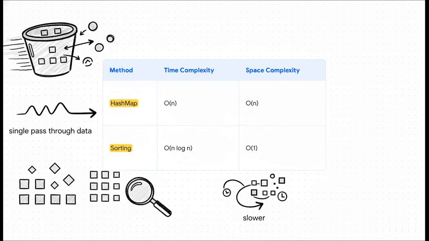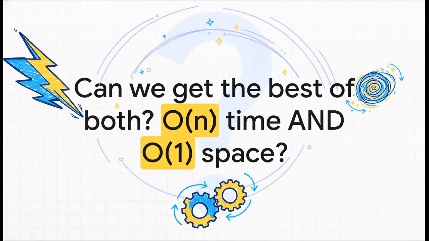The other common approach is to just sort the array. If a majority element exists, once everything's sorted, it's got to be sitting right there in the middle. This is fantastic for memory. It's O(1) space, but sorting itself is just a slower process, usually around O(n log n) time. So there you have it, the classic trade-off, speed versus memory.